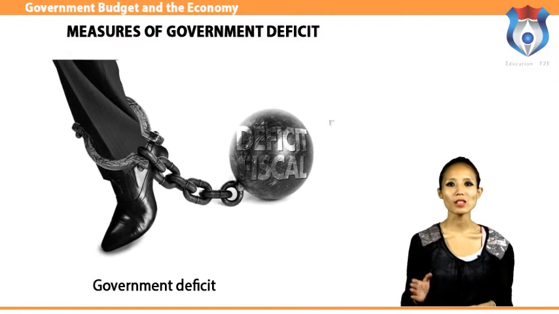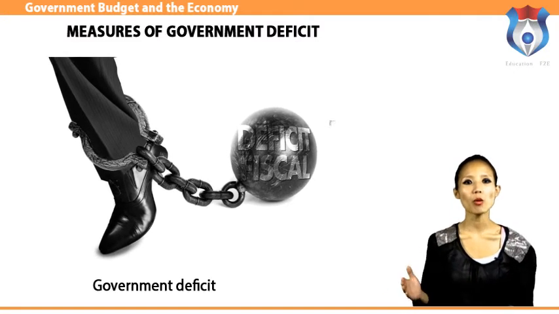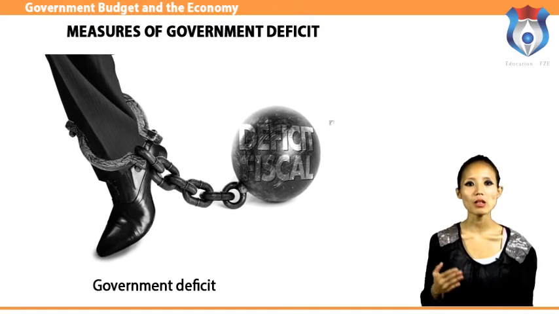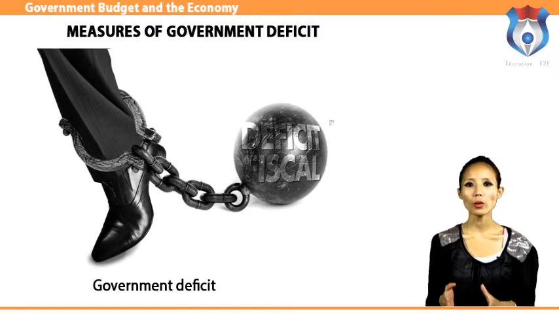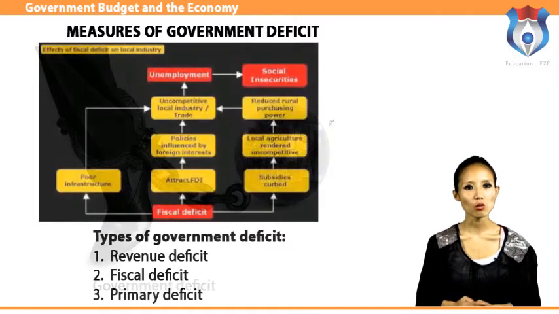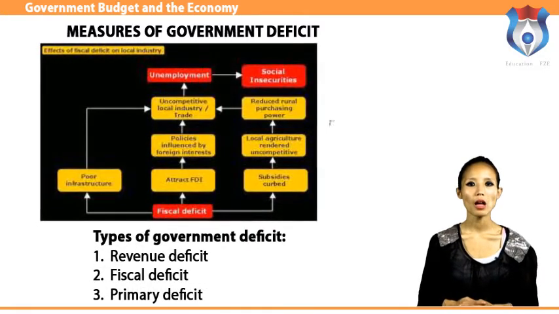Some economic effects of a budget deficit: increased borrowing, higher debt interest payment, higher taxes and lower spending, increased interest rates, crowding out, inflation. There are 3 types of the government deficit.